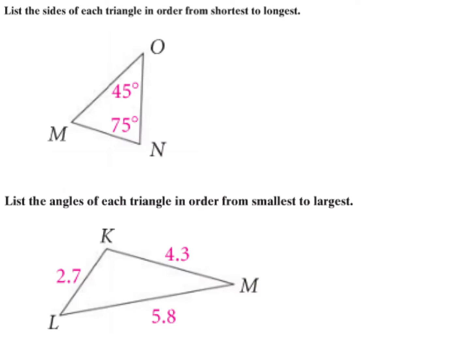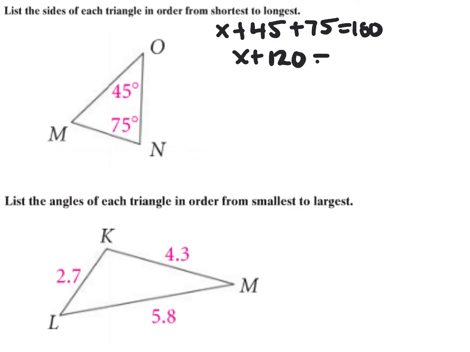Now in this example, I'm given the picture. However, in the first triangle, I'm missing an angle. We know all angles in a triangle add to 180. So if I say x plus 45 plus 75 should equal 180, 45 and 75 become 120, so x plus 120 equals 180. So I get x is equal to 60. So my missing angle is 60.